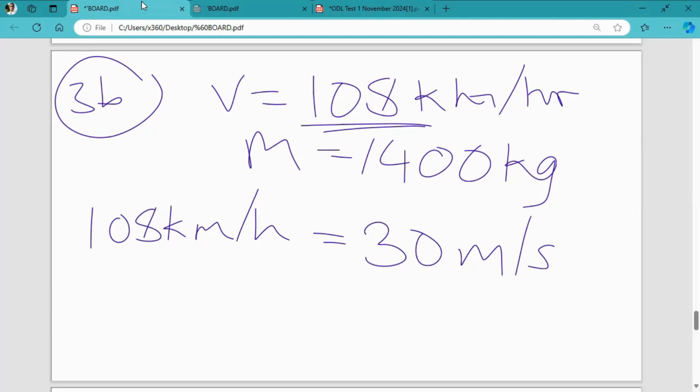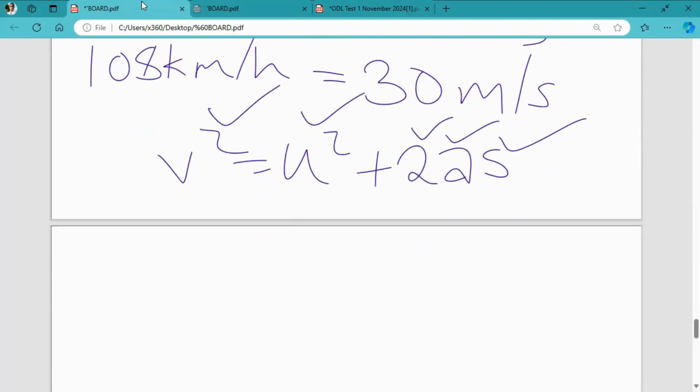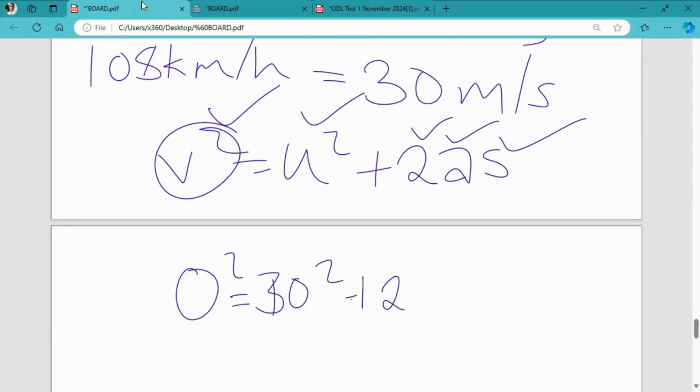So let's find the acceleration of this vehicle. The acceleration will be found using this equation: v squared is equal to u squared plus 2as. Why? Because we have the distance covered, 45 meters. We're looking for acceleration, 2 is a constant, we know the initial velocity and we know the final velocity, which is 0. So 0 squared is equal to the initial velocity 30 squared, plus 2 multiplied by a multiplied by the distance, which is 45 meters.